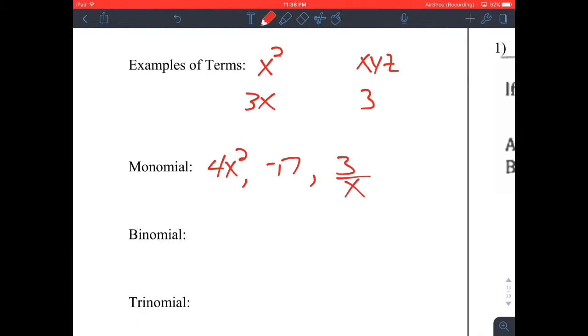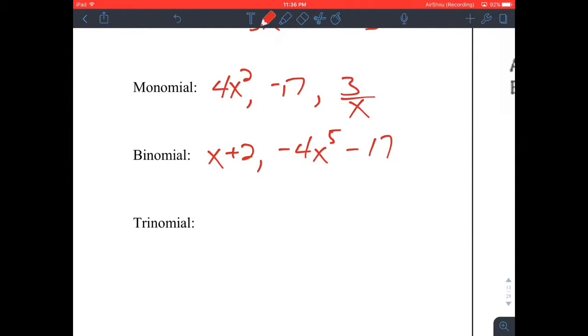A binomial is when you're adding or subtracting two terms. Like x plus 2 is a binomial. Bi means 2. Negative 4x to the fifth minus 17 is a binomial. A trinomial is when you have three terms. Tri means 3. So x squared plus 4x plus 4 is a trinomial. 3x to the ninth minus 7x minus x to the negative 1 is also a trinomial.